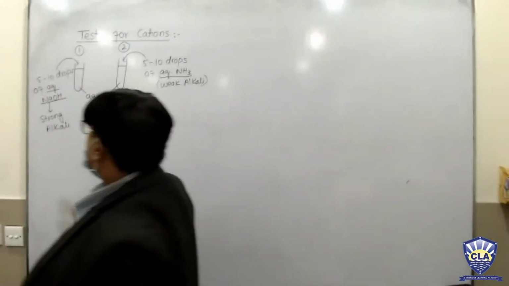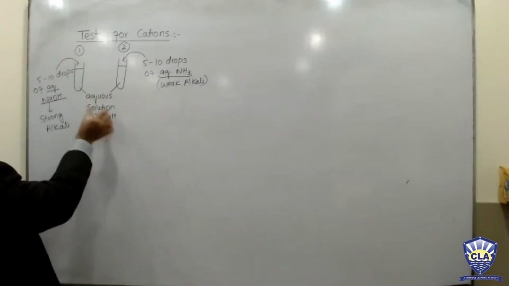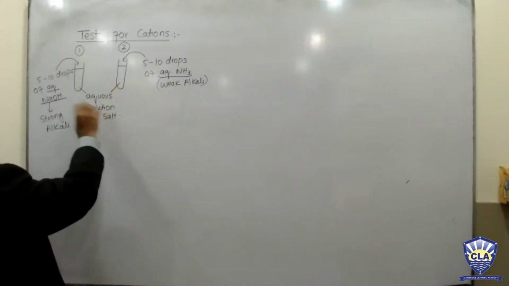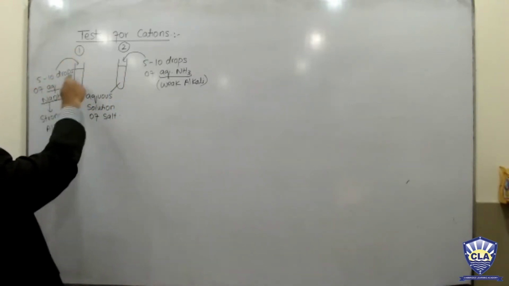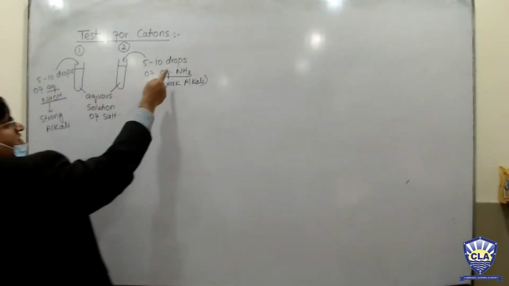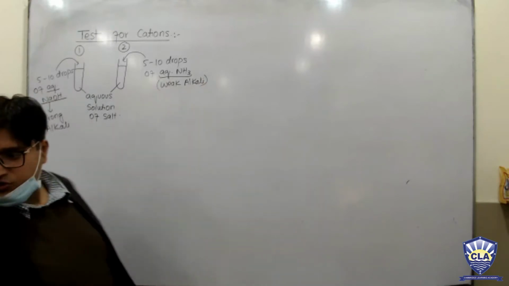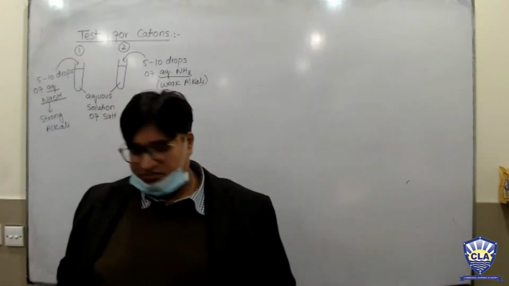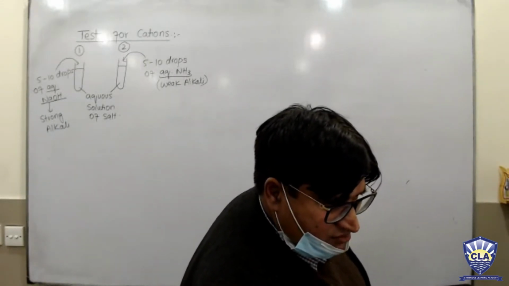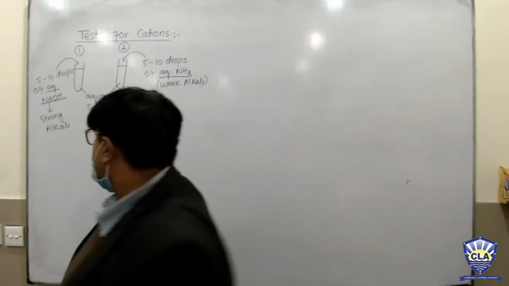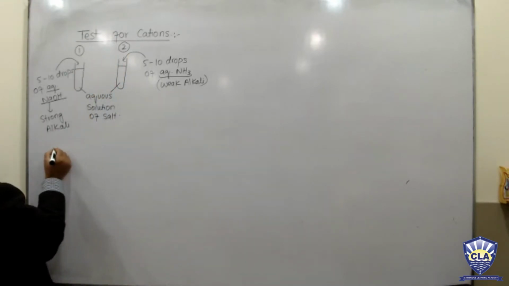Okay, beta, if you see up here, you have got the two test tubes in which the aqueous solution of salt is present. Salt with water is present. In the first test tube, you have added 5 to 10 drops of aqueous sodium hydroxide. In the second test tube, you have added 5 to 10 drops of aqueous ammonia. Okay, now what would happen, beta? After adding these two things, two things could happen.